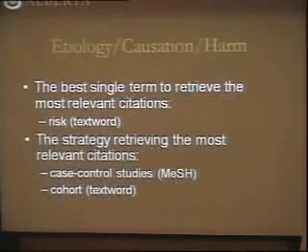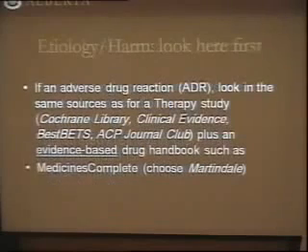In etiology, cause, and risk is the major word you want to use, and I'll show that as we go through. Again, a lot of times etiology and harm articles are drug reactions. So a good place to go is an evidence-based drug handbook such as Medicines Complete, which is a good one to find adverse drug reactions if you're looking for harm.